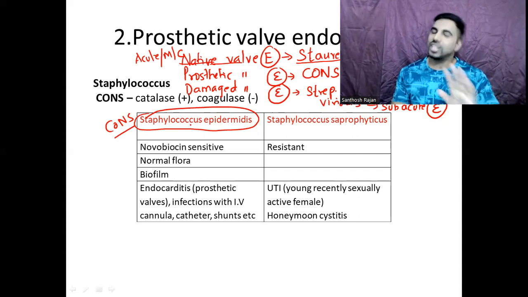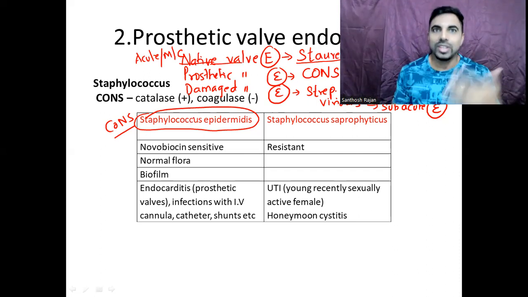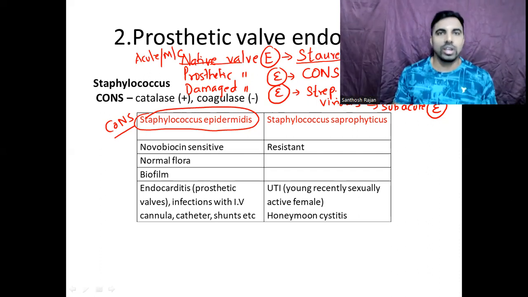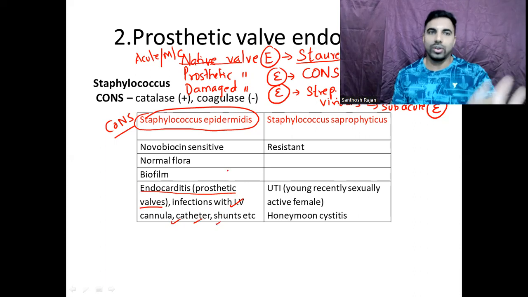Okay, so if you made a mistake, don't worry, it happens. There are more chances, and this is going to make you better. Again, you have more exams in the coming future, so you'll be fine. So this is the epidermidis. This is the one which is causing prosthetic valve endocarditis and all the infections with IV cannula, catheter, shunts. Okay, got it?